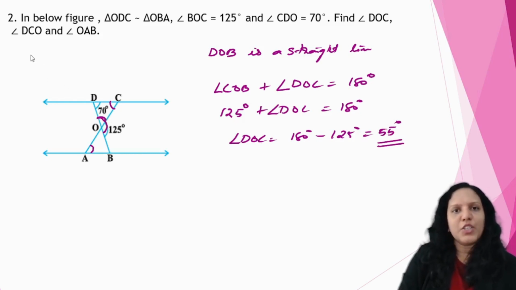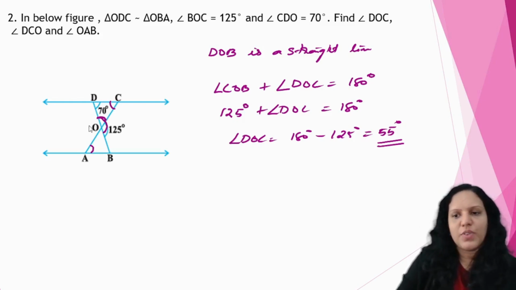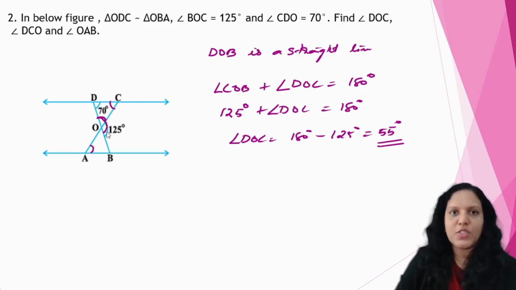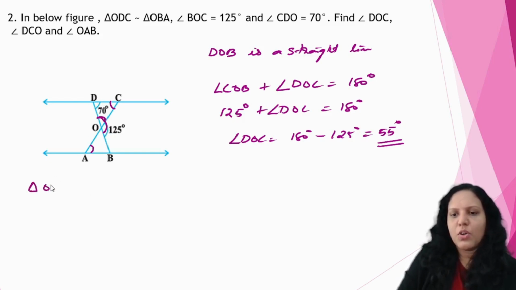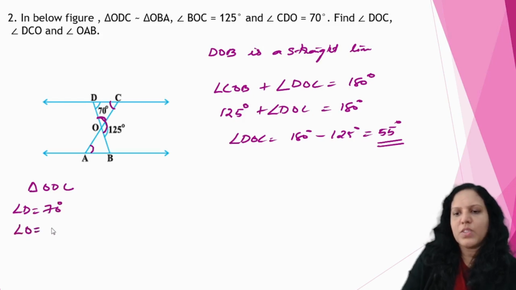Now we have found angle DOC, which is equal to 55 degrees. The second angle we need to find is angle DCO, which is this. We know the sum of the three angles of a triangle is equal to 180 degrees. We already know two angles, so it is easy to find the third angle. In triangle ODC, angle D equals 70 degrees, angle O equals 55 degrees. We need to find angle C.